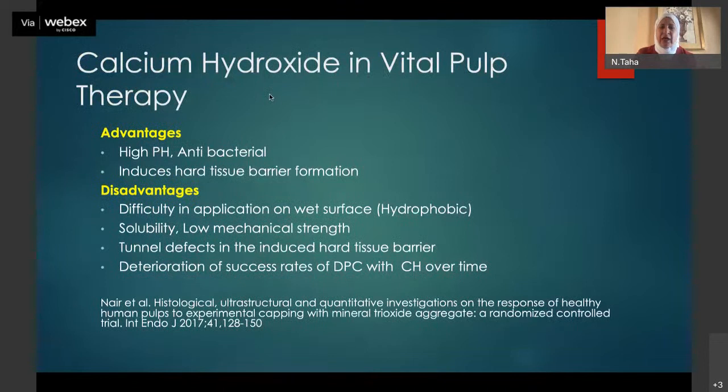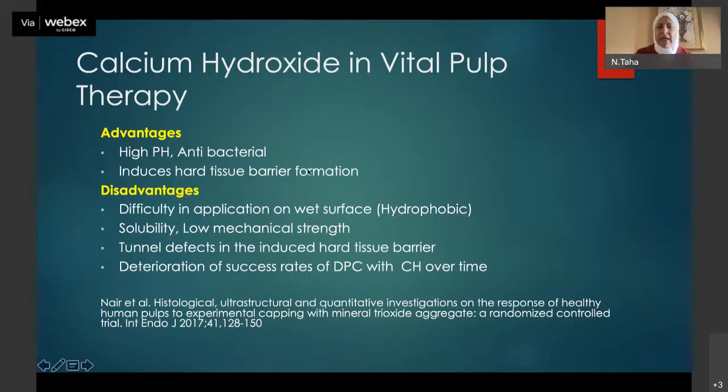Let's have a look at calcium hydroxide. We all know the advantages of high pH, antibacterial action, and the induction of hard tissue barrier formation. However, in vital pulp therapy, I tell you from the experience of all practitioners and from my own experience, it's very hard to place calcium hydroxide on an exposed pulp because of the hydrophobic nature of the material. It's also soluble with low mechanical strength. So if you try to place a permanent restoration on top, you will end up disintegrating that barrier.